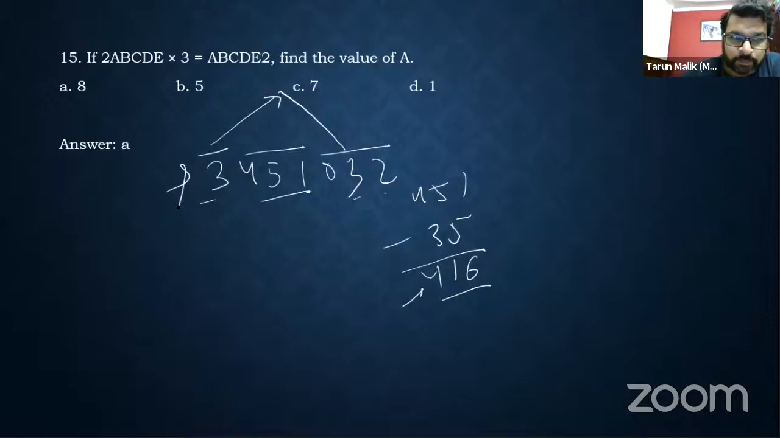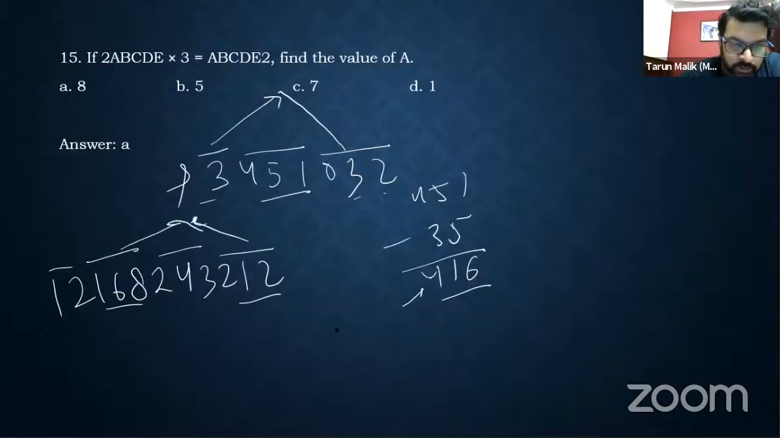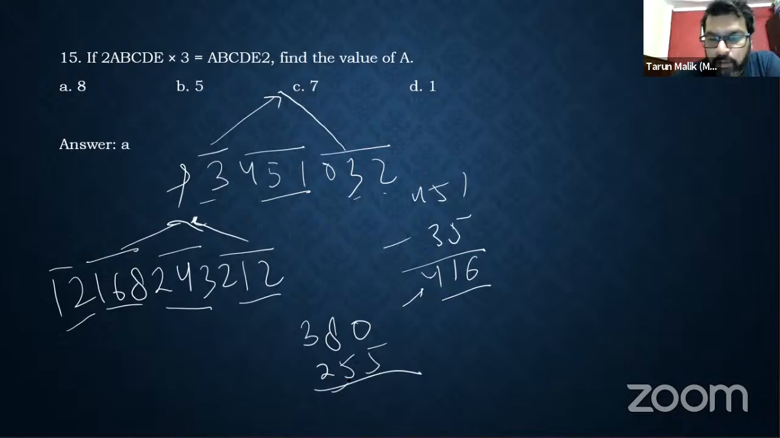Let me give you another example. 1, 6, 8, 2, 4, 3, 2, 1, 2. Make groups of 3, this, this, and this. Long number. This and this. So add 168 and 212, that will be 380. And 243 plus 12 will be 255. Subtract this. If the difference is a multiple of 7, then the number is also a multiple of 7. Everyone got it?